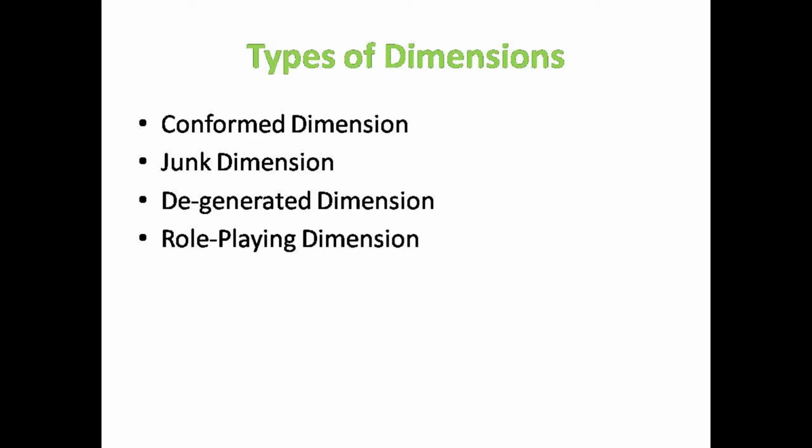What are the types of dimensions? Conformed dimension, junk dimension, degenerate dimension, role-playing dimension. These are very important. Whenever you go to the interview, they definitely ask types of dimensions. Here there are the four important types of dimensions: conformed dimension, junk dimension, degenerate dimension, and role-playing dimension.